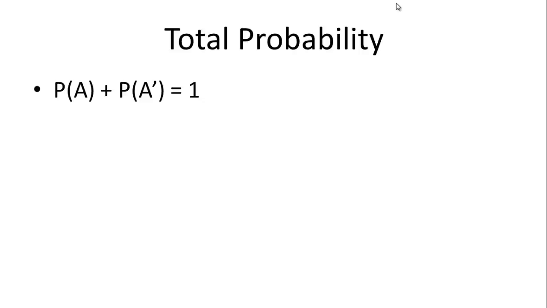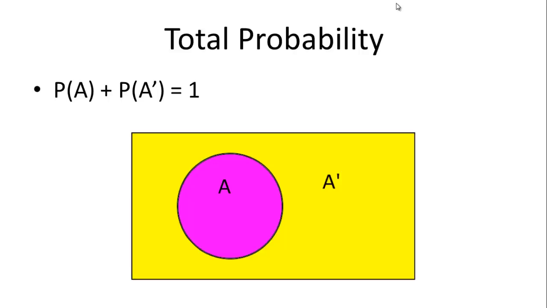So the first is total probability. If we think of A as rolling an even number on a die, A's complement would be not rolling an even. Of course, one or the other has to happen. That's where we get the probability of A plus the probability of A complement being 1. With the picture, you're going to see everything that's in A, the purple bit, and A's complement is the yellow bit. So it's the entire area, everything that we're talking about.